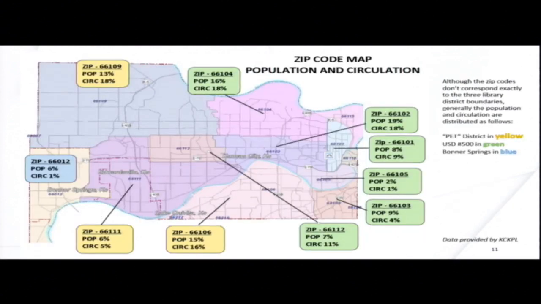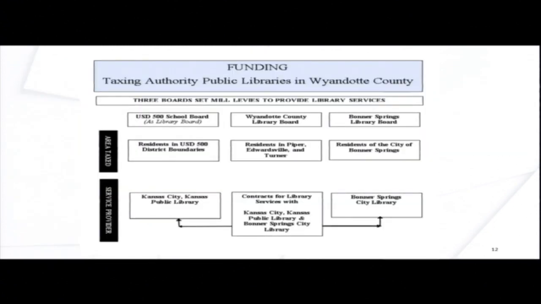And then the very same information is shown geographically here. So you can see the yellow text boxes are those of the PET district, for the most part, generally. And then you have Bonner Springs, and then you have the green, which is the Kansas City, Kansas Public Library System. Any questions on that? Probably later, after we digest it.